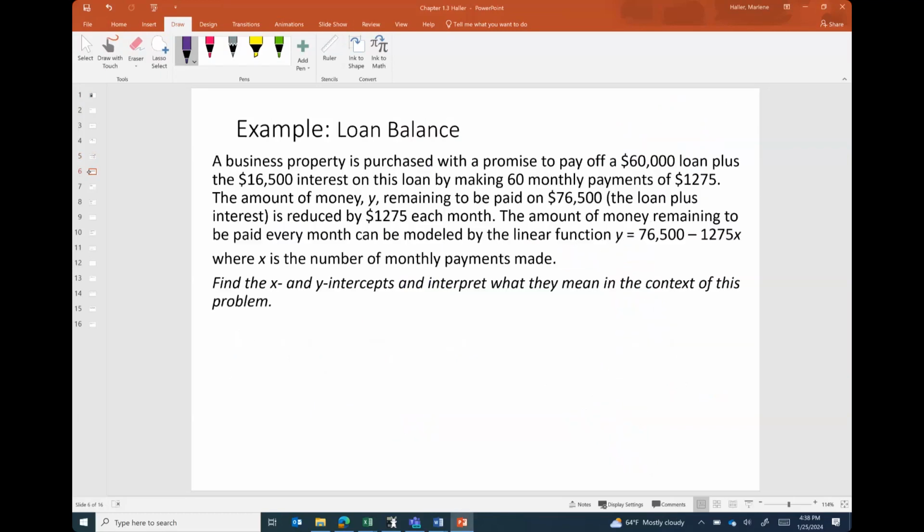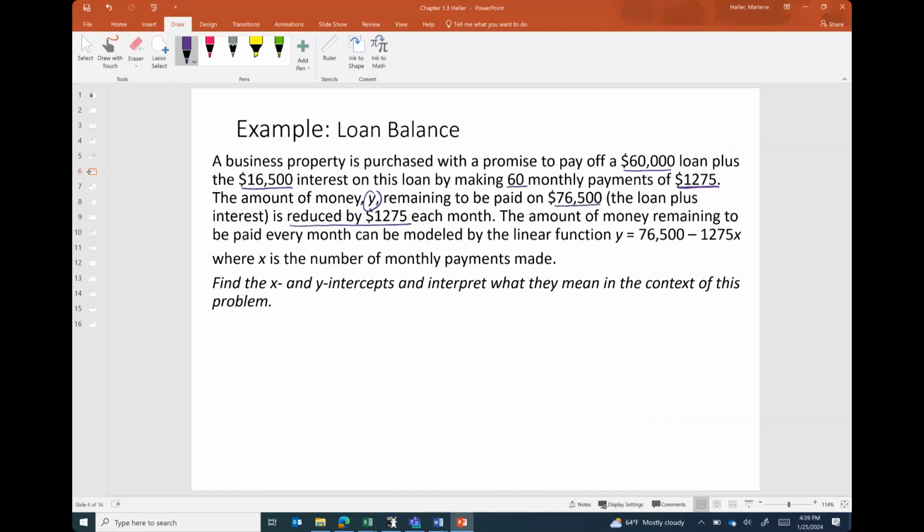All right, let's look at an example, an application involving loan balance. So a business property is purchased with a promise to pay off a $60,000 loan plus interest of $16,500. And this will be done by making 60 monthly payments of $1,275 each. The amount of money, we're going to call that Y, remaining to be paid on the total loan amount. The total loan amount, of course, is the amount of money borrowed plus the interest. So that's $76,500.